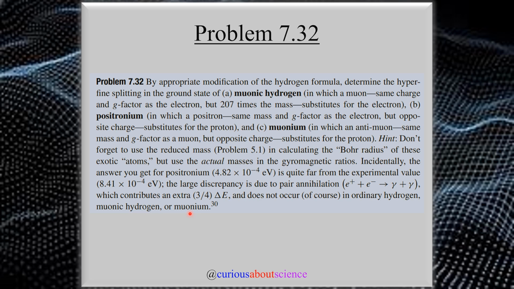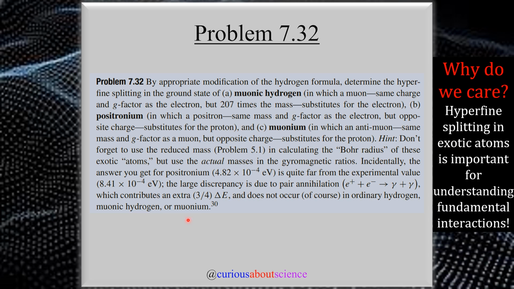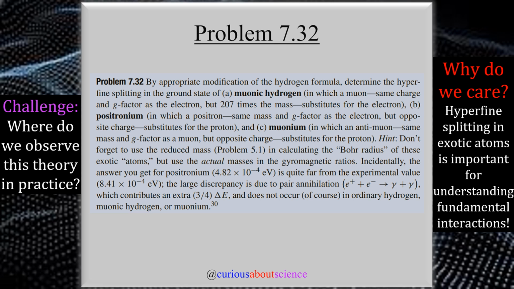Ooh, some weird words. All right, so after reading that passage, why do we care about this? Well, the hyperfine splitting in exotic atoms is important for understanding the fundamental interactions. As we see here in a little hint, the pair annihilations make a big difference in the hyperfine splitting. So the challenge is, where do we observe this theory in practice? I'm sure some chemist out there might see something happen, or quantum field theorists can give more insight to this, but what do you think would be a place we would see this in practice? Although this problem is kind of lengthy to talk about in the beginning, it's actually not too challenging.